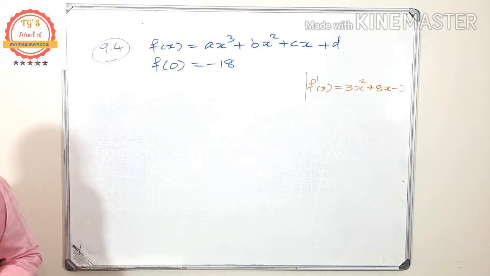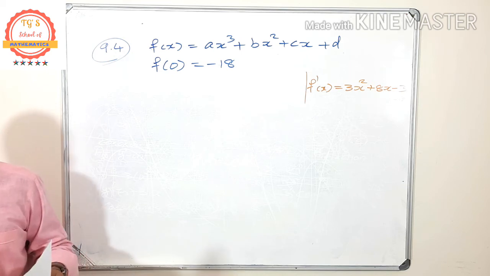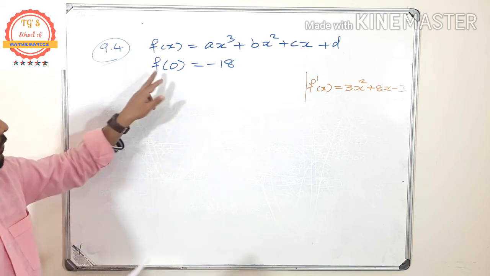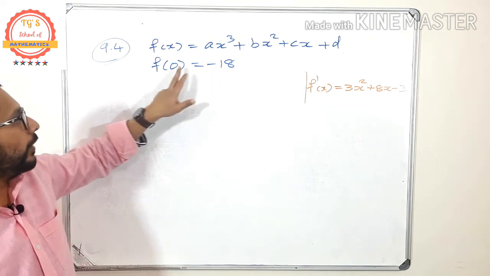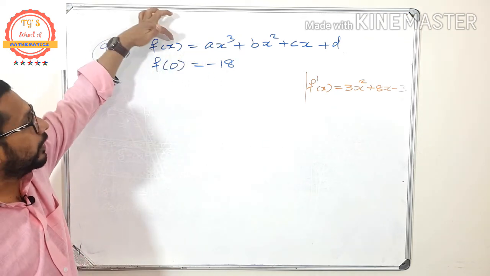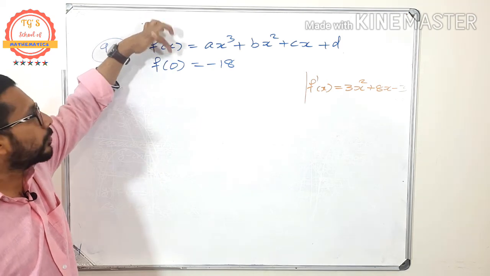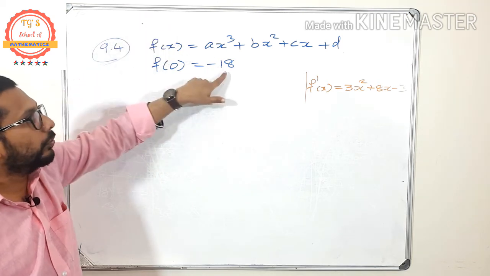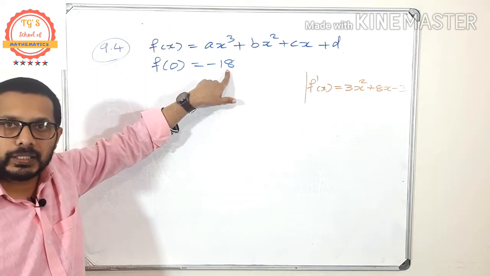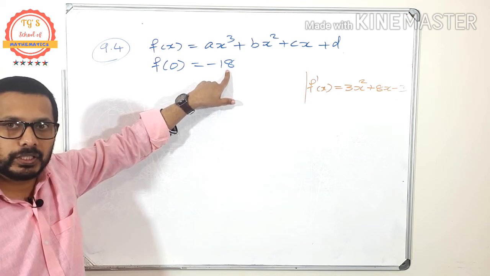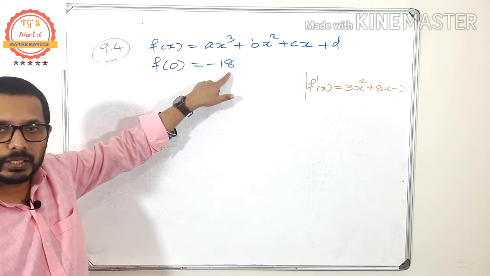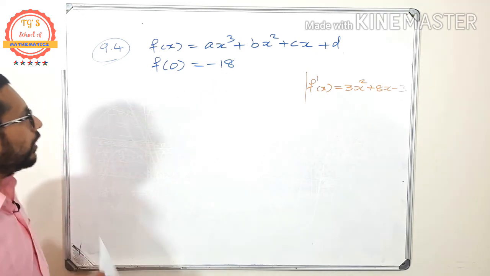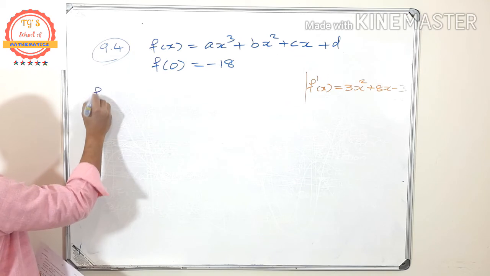Okay, now what is the meaning of this given one? f of 0 is equal to minus 18. It means that in this equation, when you substitute the value of x as 0, you are going to get the answer as minus 18. Do you understand? So just try to substitute the value of x as 0.